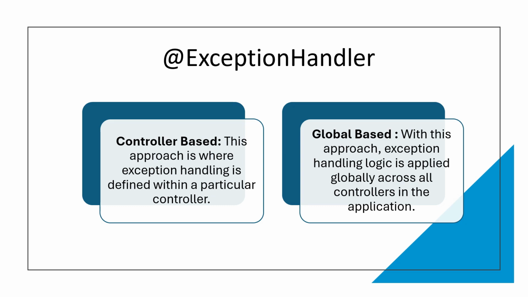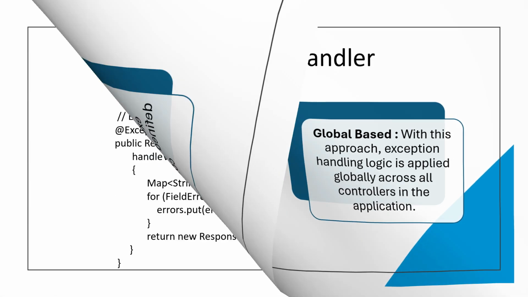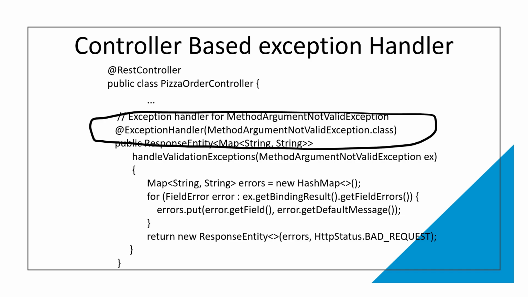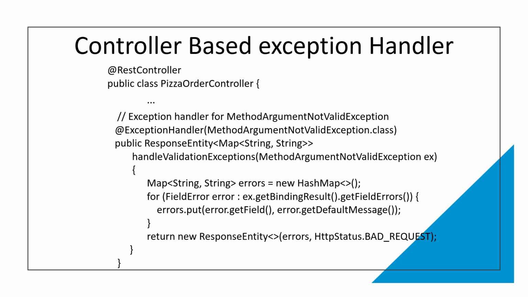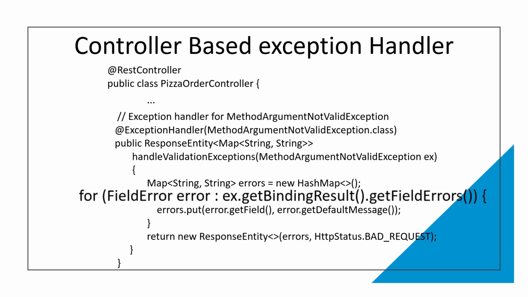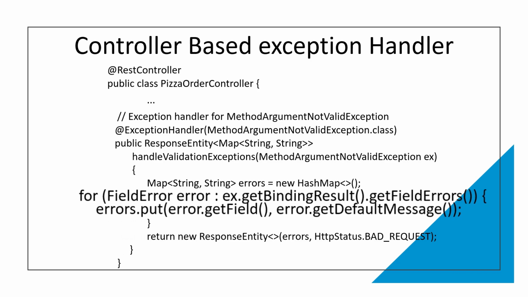Here is the controller-based exception handler. The exception handler captures exceptions of MethodArgumentNotValidException. For each field error, the field name and the error message are added to the errors map. The handler returns a response entity with the map of field names and error messages. The response is returned with an HTTP status of bad request, HTTP 400.